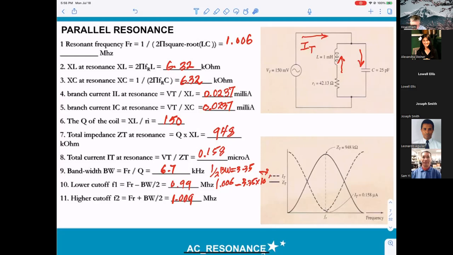They want to get the XL and XC at the resonance. So you already know XL equals 2 pi FRL, and XC will be 1 over 2 pi FRC. And we remember, at the resonant frequency, XC equals XL. So make sure whoever is telling me, you get 6.32 kilo ohm. Because of the resonance. Get it? Is it 6.32 kilo ohm?